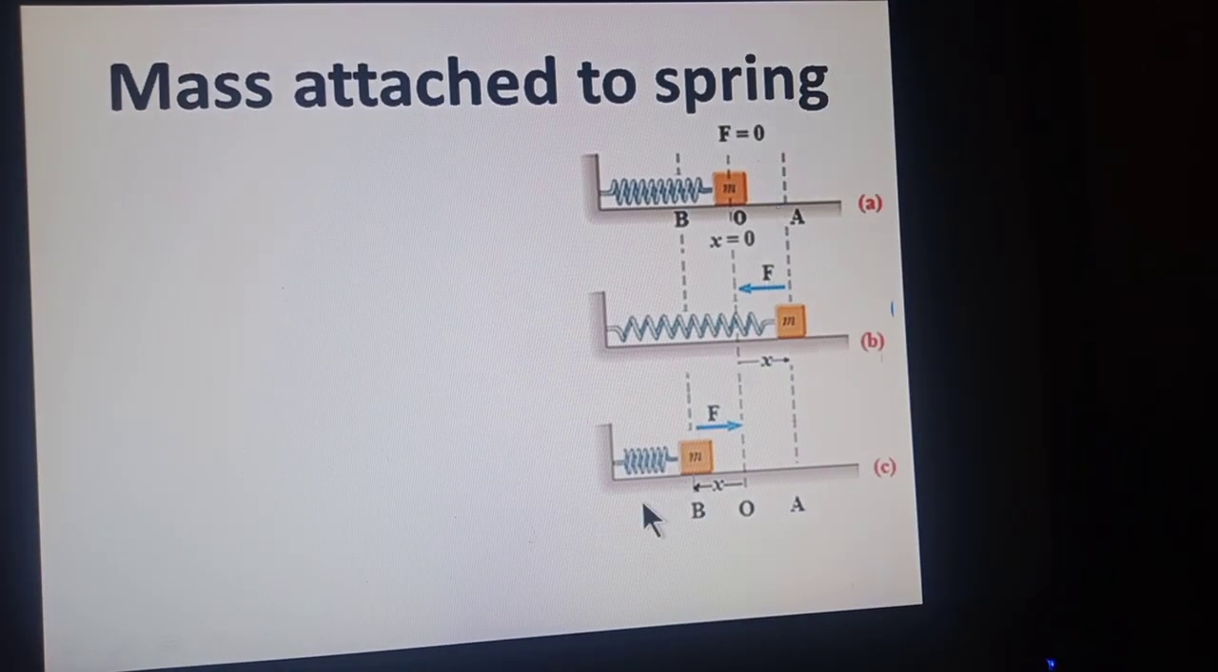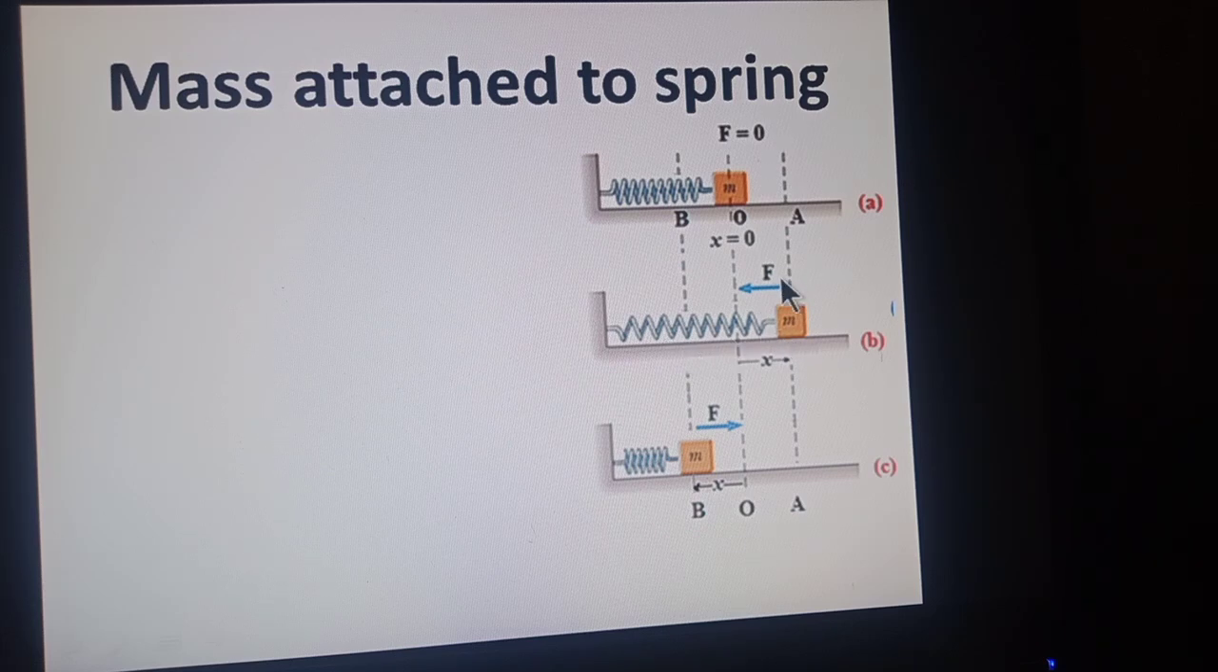Look at this diagram. Here is a mass attached with a spring placed on a horizontal frictionless surface. One end of the spring is connected with a firm support, and at the other end mass is attached. We want to move this mass towards left through a distance x. What happened? We will apply force on it. This force will compress this spring and will move the mass towards left.